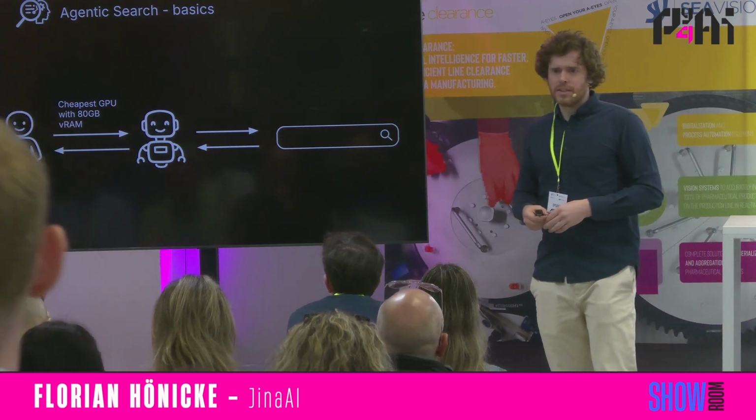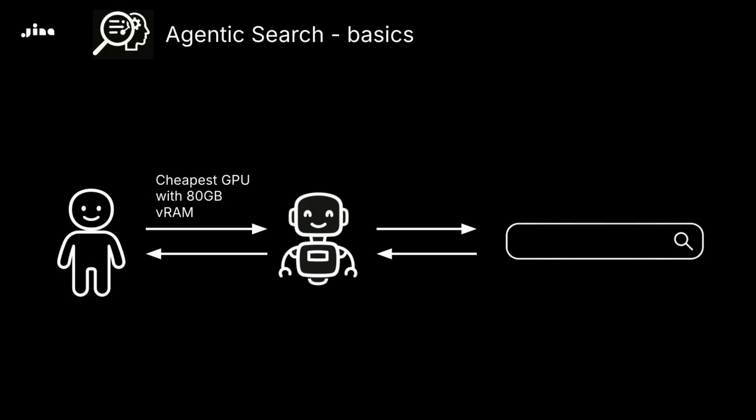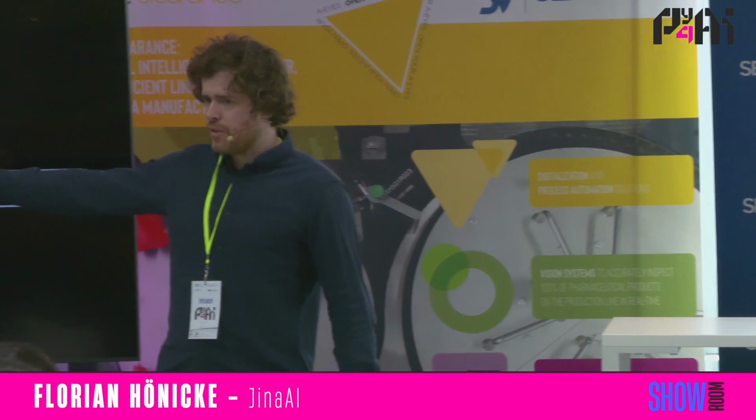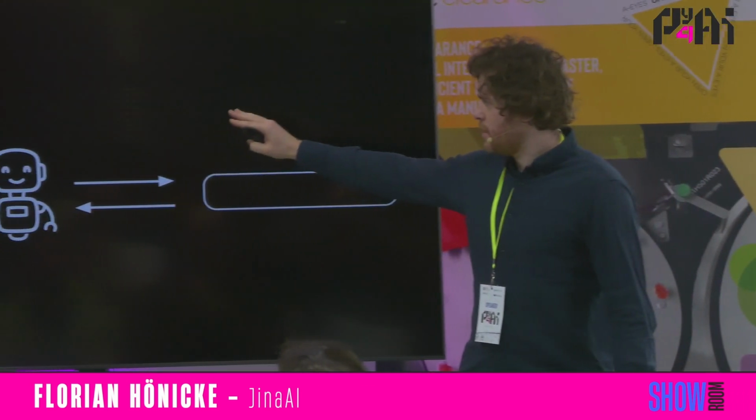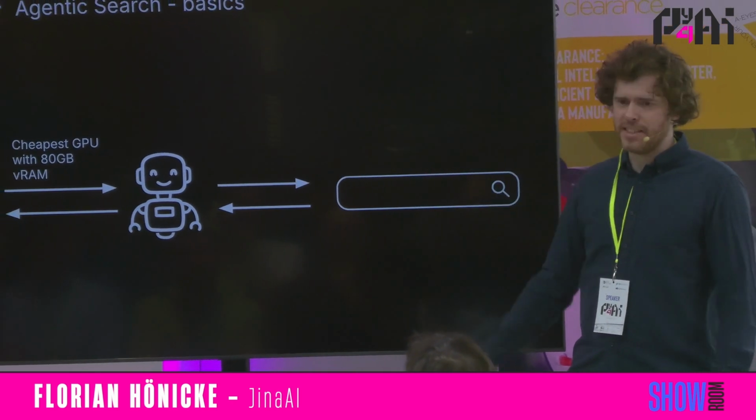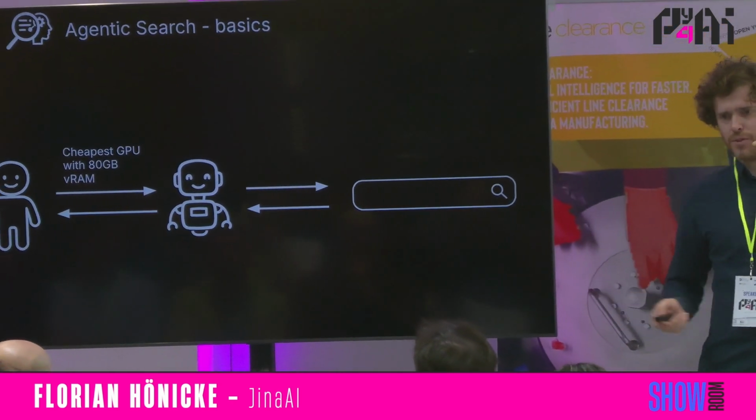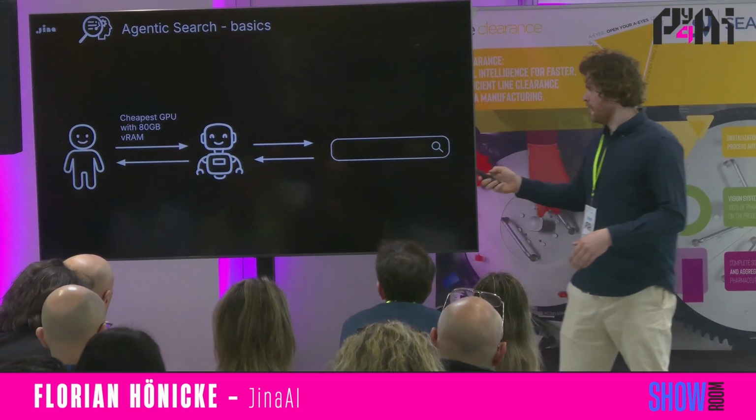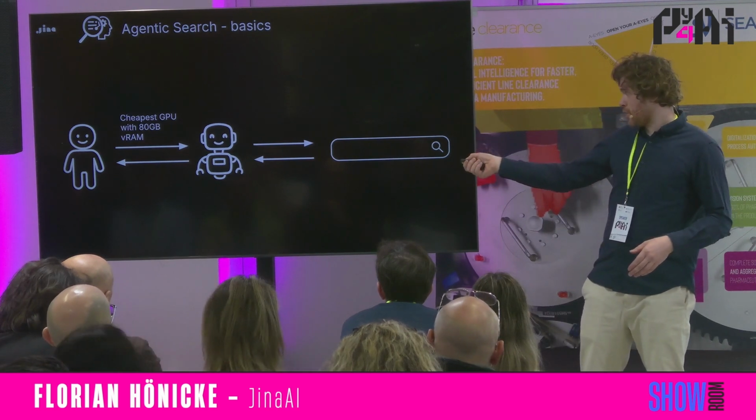And to get started, I would like to go for the most simple implementation of agentic search, because remember, I would like to empower all of you to later just write your own agentic search. Let's assume the human comes with a request, cheapest GPU with 80 gigabytes VRAM, to our AI agent. We might define it later also. But first, it's this friendly-looking robot.